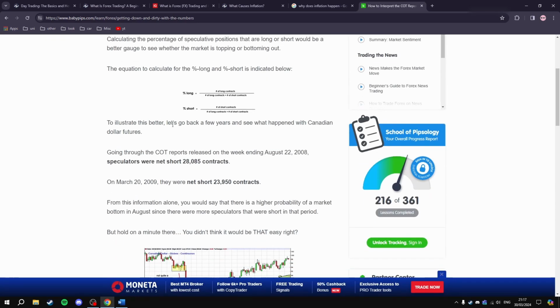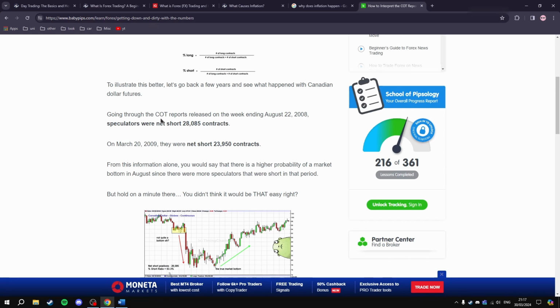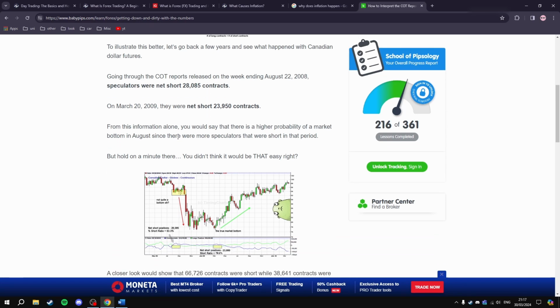To illustrate this better, let's go back a few years and see what happened with the Canadian dollar futures. Going through the commitment of traders reports released on the week ending August 22nd, 2008, speculators were net short 28,085 contracts. On March 20th, 2009, they were net short 23,950 contracts. From this information alone, you would say that there is a higher probability of a market bottom in August, since there were more speculators short in that period.